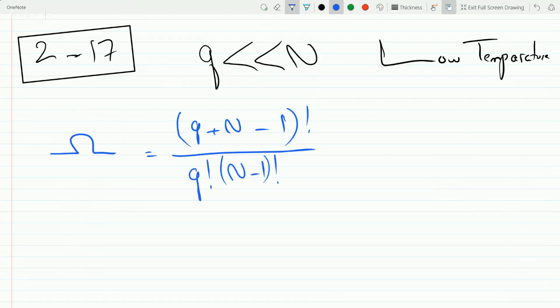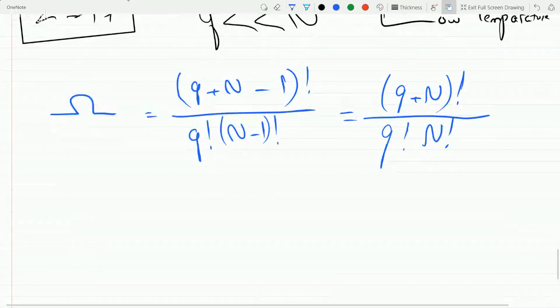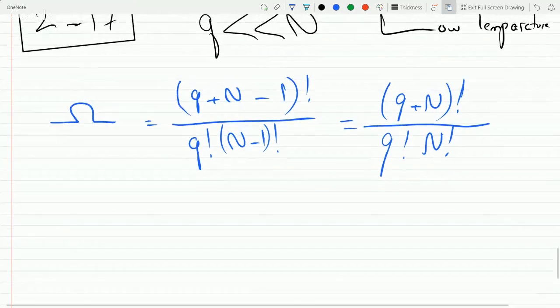Okay, well, if these things are very large, you could simply ignore the minus 1. So you get (q + N)!. It's like N is a million or a billion, and q is a million. Well, you can't figure this out because these are such large numbers, so you change it into a logarithmic scale.